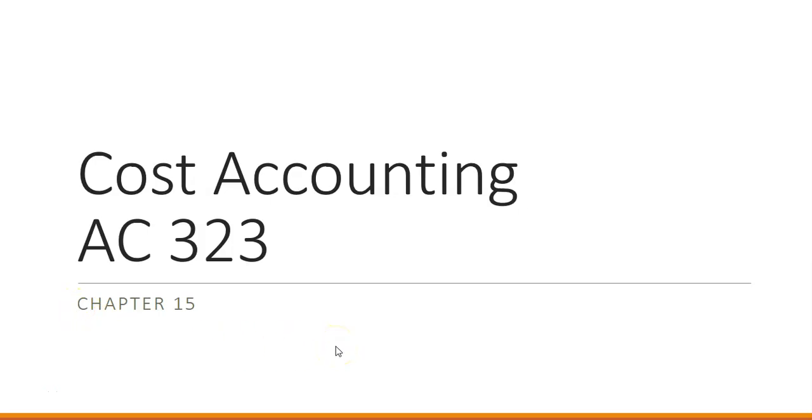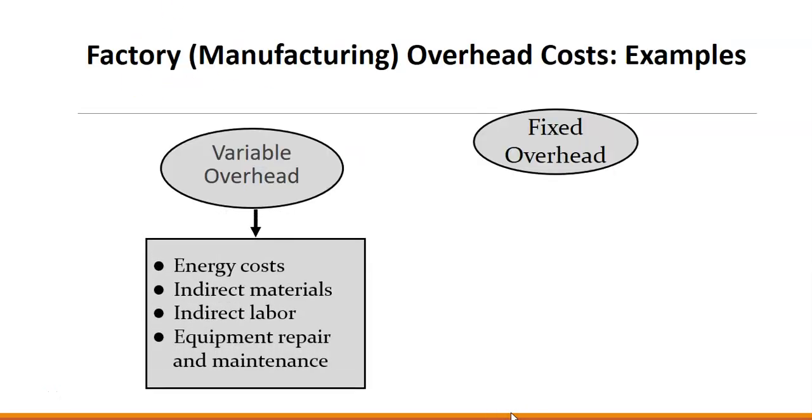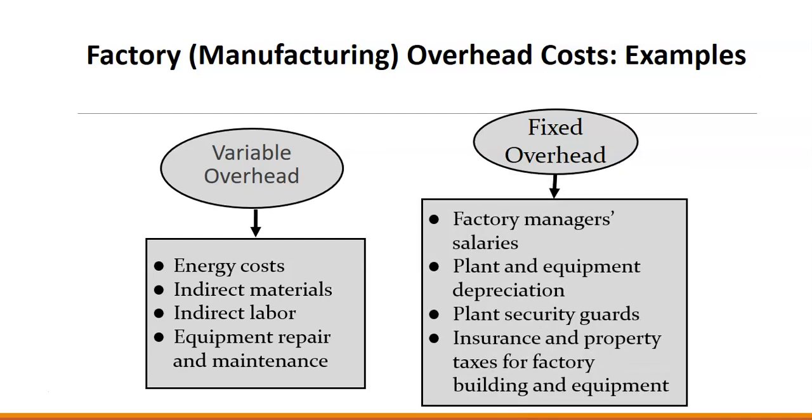In Chapter 15, we continue a look at various analysis that we started in Chapter 14. So we're going to move on to overhead variance analysis. So we already know what comprises variable overhead and fixed overhead. Variable overhead is indirect materials and labor. Usually utility costs are included in variable overhead or mixed overhead. Equipment repair and maintenance. And fixed overhead is comprised of depreciation, salaries, and insurance and property taxes.